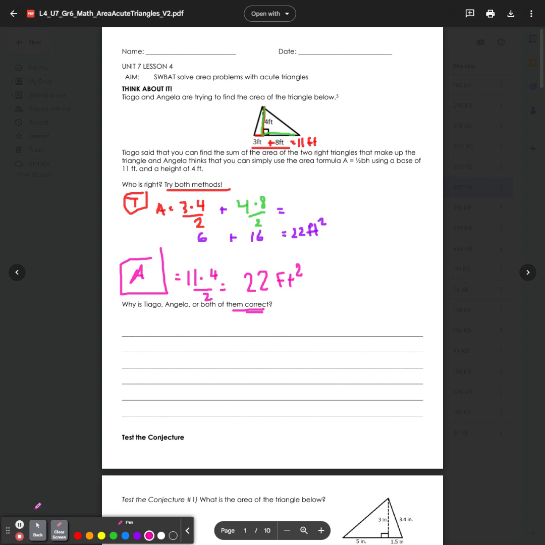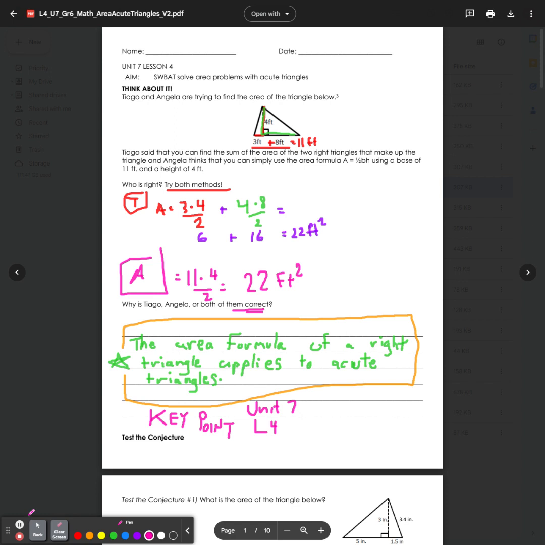Well, the key point is this. The area formula of a right triangle applies to an acute triangle, or to all acute triangles. That same formula that Angela was like, hey, this worked for our right triangles, well, it's also going to work for acute triangles. If we multiply the base times the height and divide that by 2, or take half of that product, that will give us the area for the acute triangle as well.